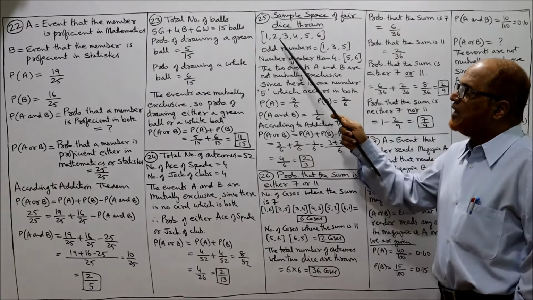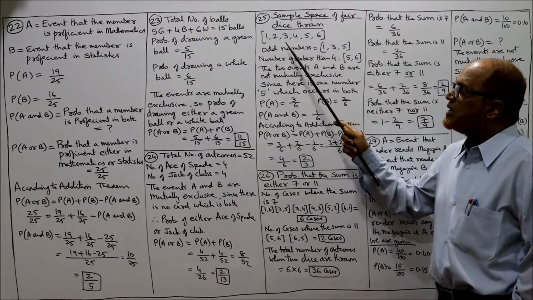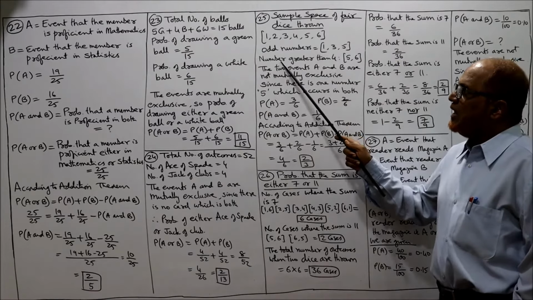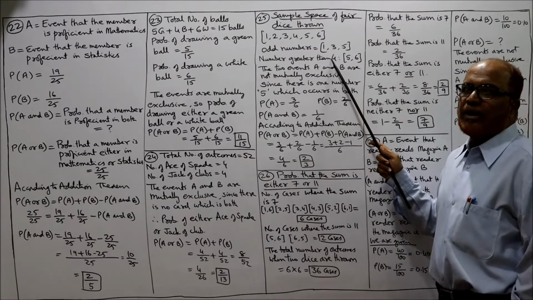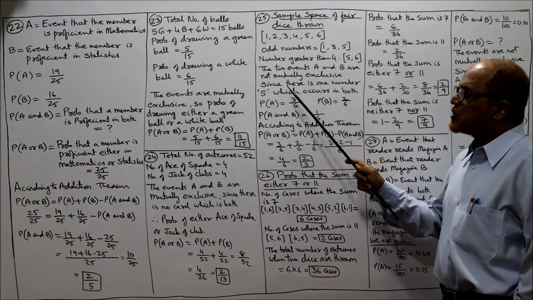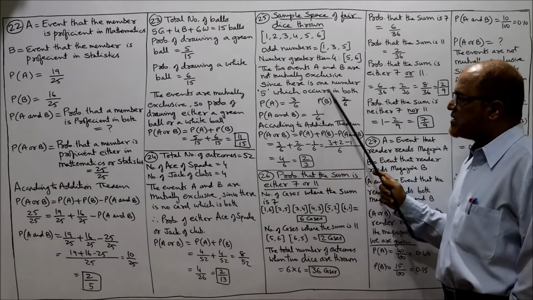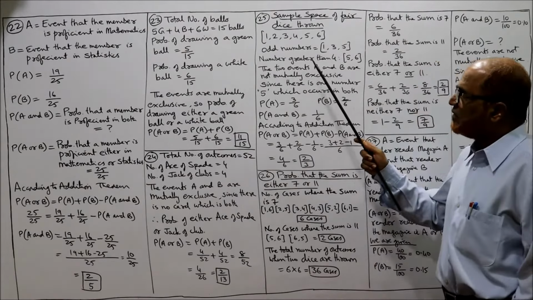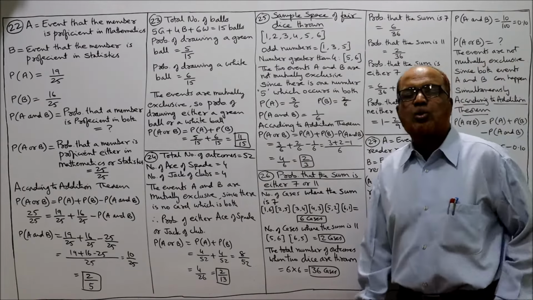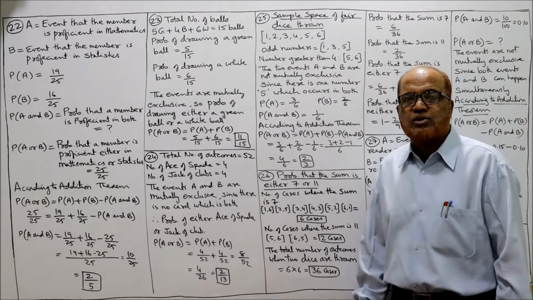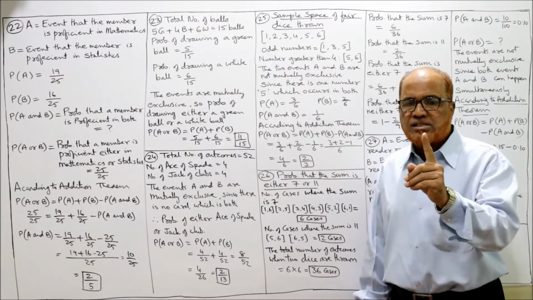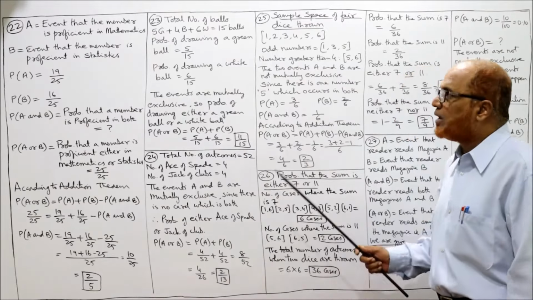Now odd numbers. In this sample space, which are the odd numbers? 1, 3, 5. So 1, 3, 5 are odd numbers. Number greater than 4 are 5 and 6. The two events A and B are not mutually exclusive since there is one number 5 which occurs in both. अब ये दोनों events, odd number and number greater than 4, ये दोनों events mutually exclusive नहीं हैं. It is not mutually exclusive because there is one number which is there in both the events, which is that number 5.